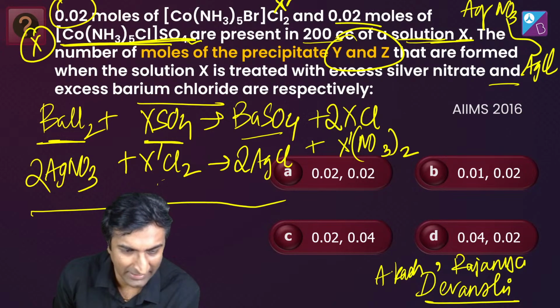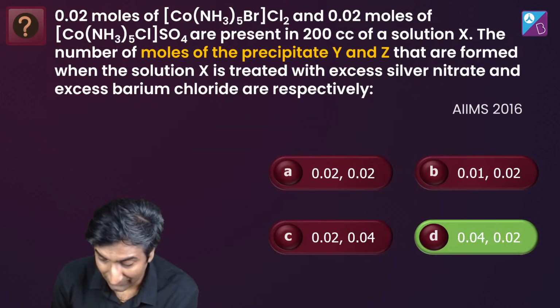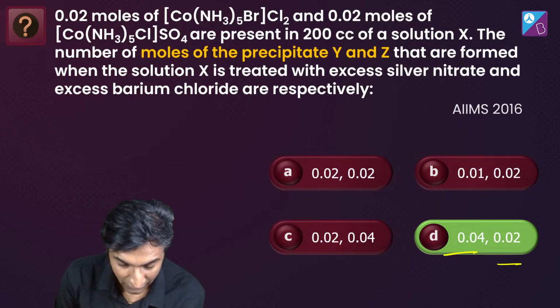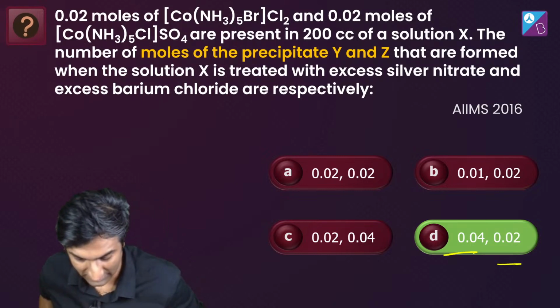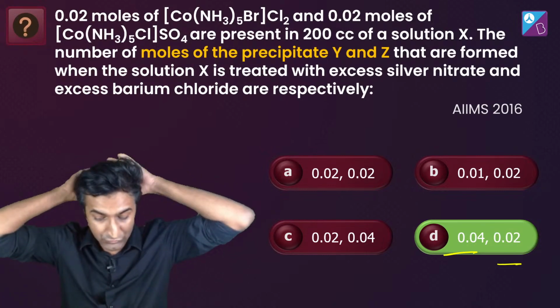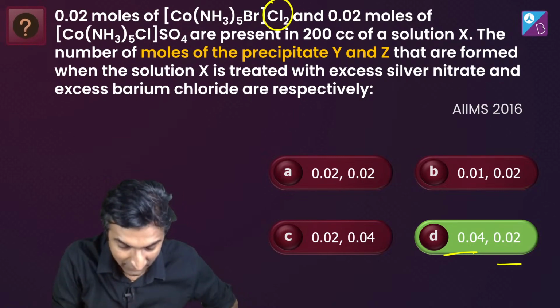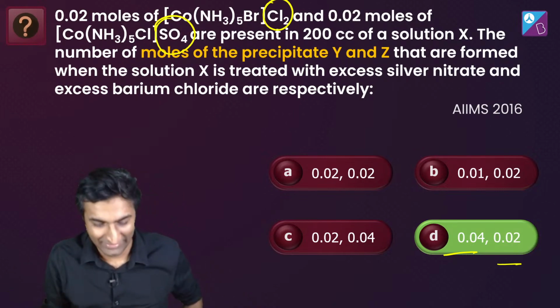Yeah, a lot of you have given me the answer. I'm just waiting to see if anyone else is giving me the answer. All of you are right, absolutely right. It is 0.04 and 0.02. 2:1. Thank you. Okay, sweet. Why 2:1? Because there are 2 chlorine atoms here and 1 sulfate here, that's all, simple as that, okay?